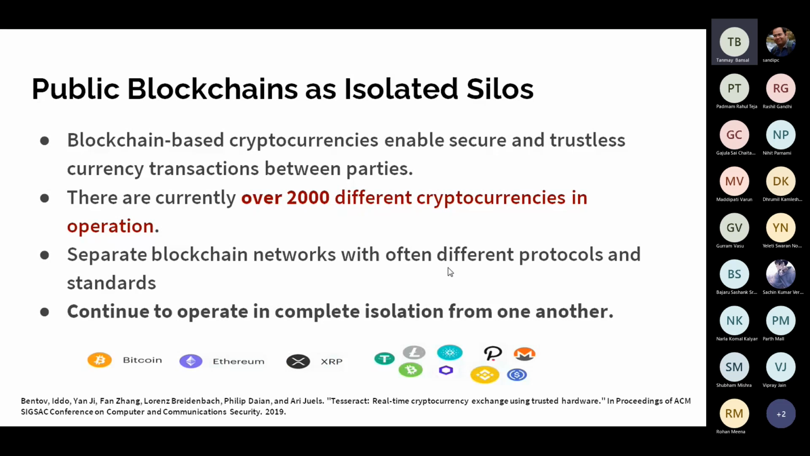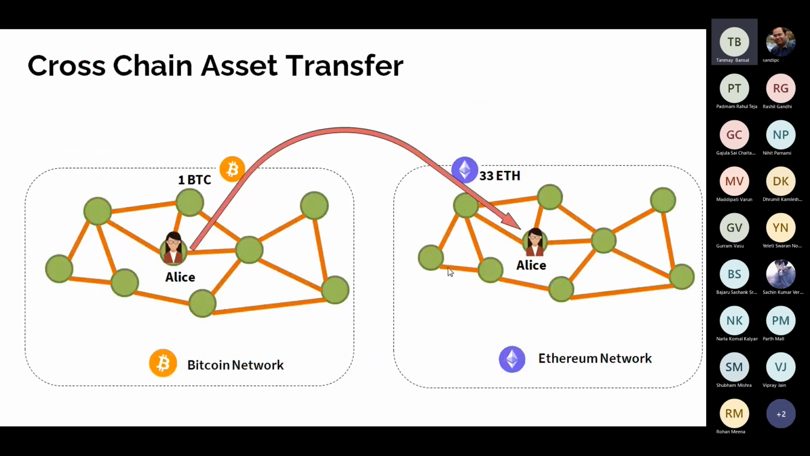Now, of course, these are some examples of so many different types of blockchains which are operating in isolation. So let us now motivate what is meant by this interoperability or cross-chain operations in the first place. Now, what is an operation in this context?